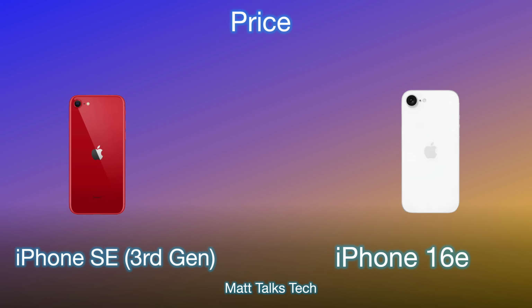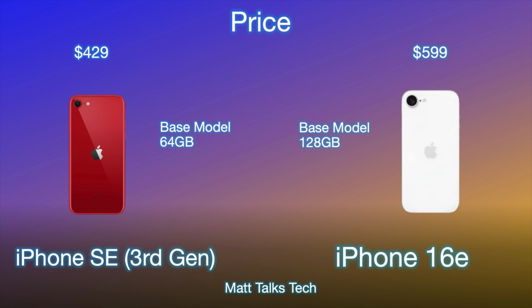Then finally, the price. So the original iPhone SE 3rd generation, like the 2nd generation, came in at $429. But remember, we had 64 gigabytes of storage with that. The 16e now does have 128 gigabytes as its base amount of storage inside of it, and this starts out at $599 for this. So this is definitely $170 more, but obviously we are getting a lot more features here.